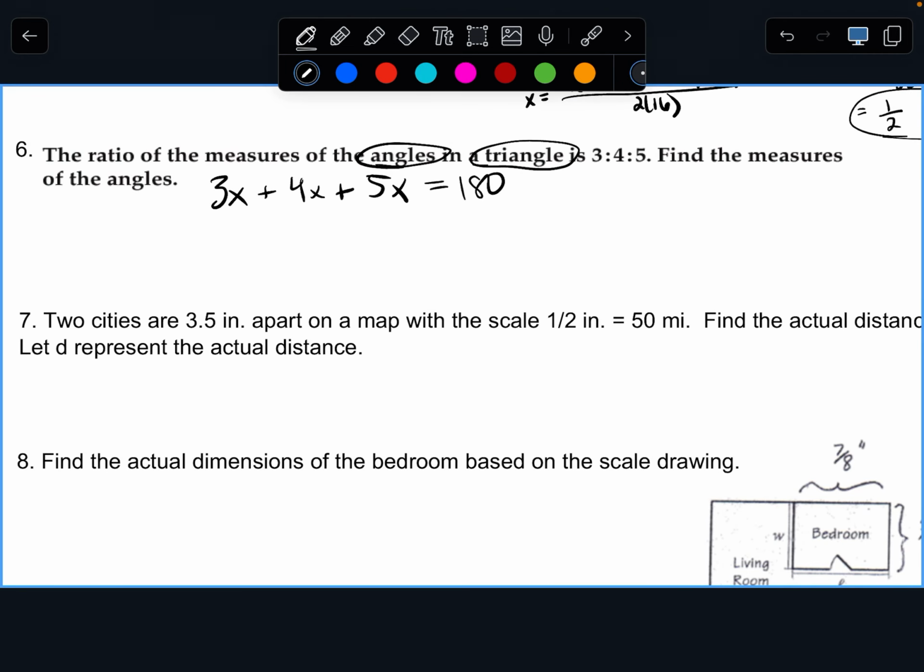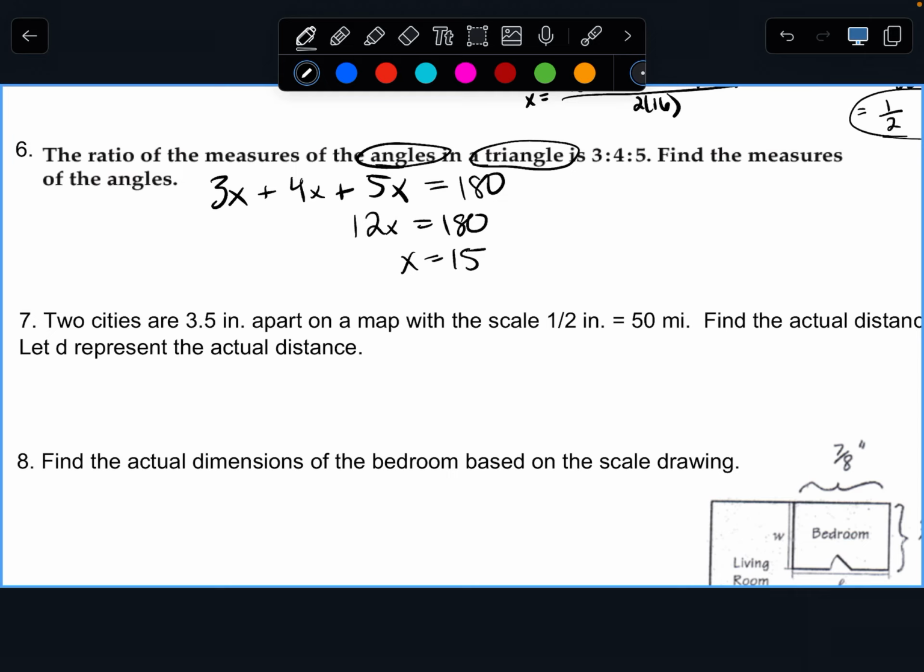So angles in a triangle, that's all you do when they give you ratios like that. You just put an x with them because they're all scaled by the same amount. So you add those up, you get 12x equals 180, and then x is 15. And then is that it? No, of course not.